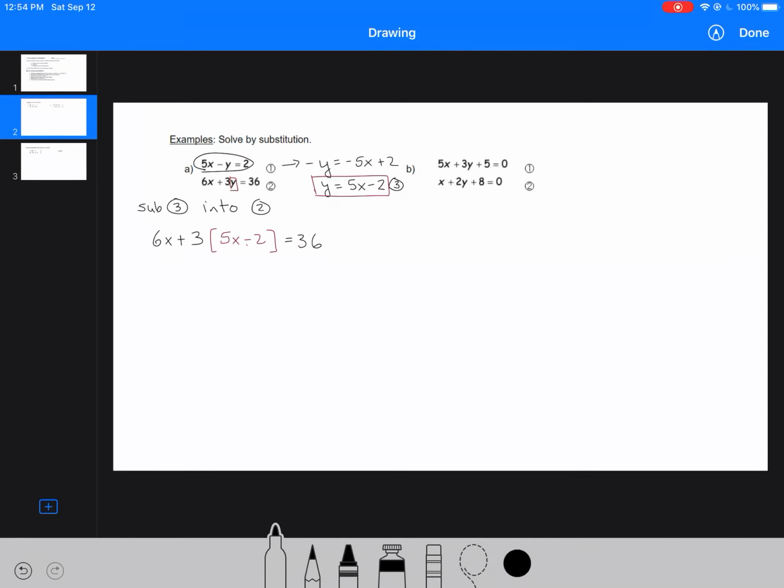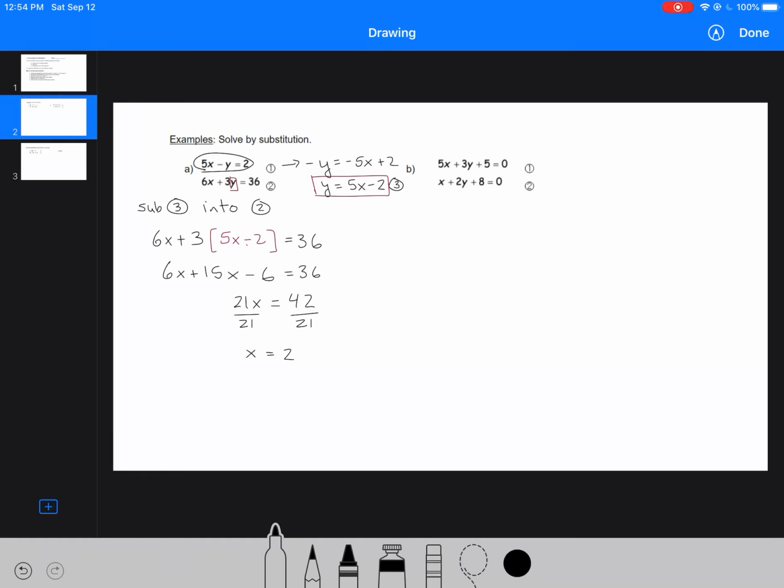equals 36. So now I have a relationship that's only in terms of x, and I know how to solve an equation that has one variable in it. So we'll expand. Double check that I did that correctly. 3 times 5x is 15x. 3 times minus 2 is minus 6. I'm going to keep going, so I get 21x equals 36 plus 2, 6 is 42. Dividing both sides by 21 is going to give me x equals 2.